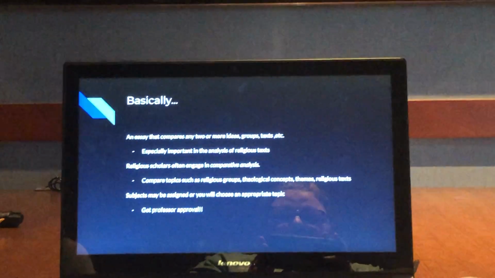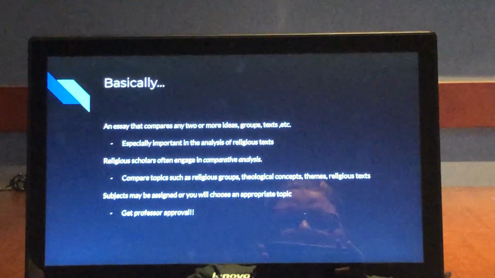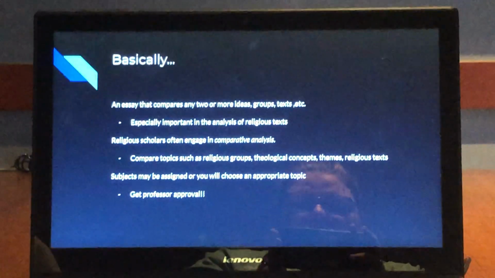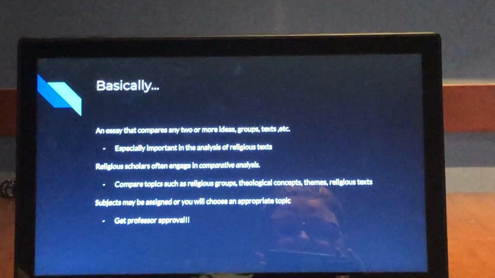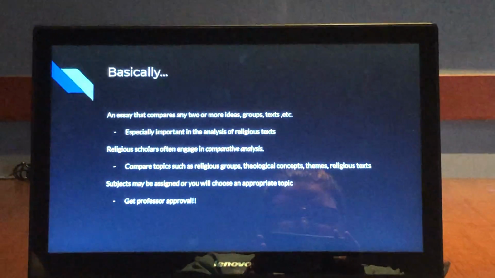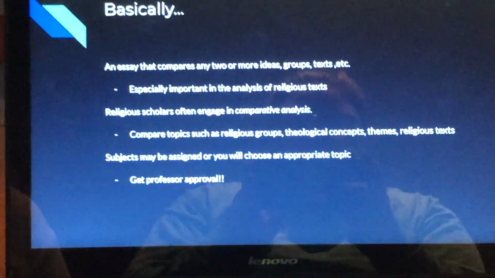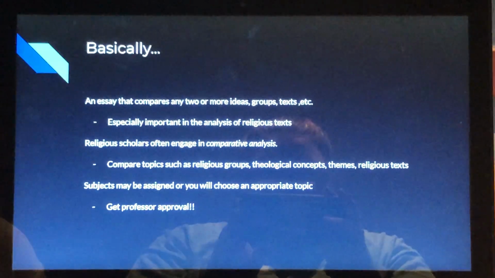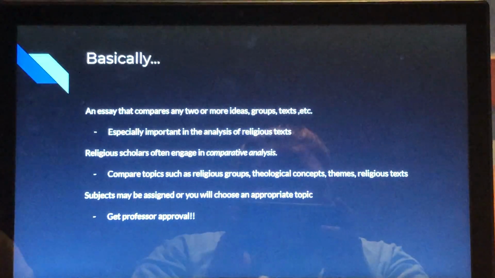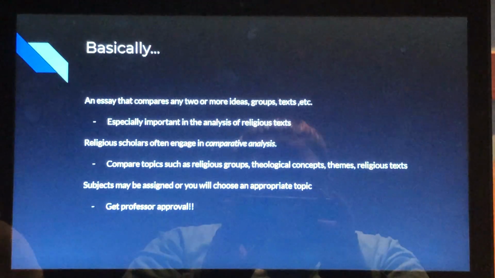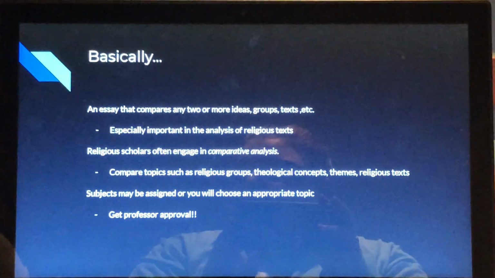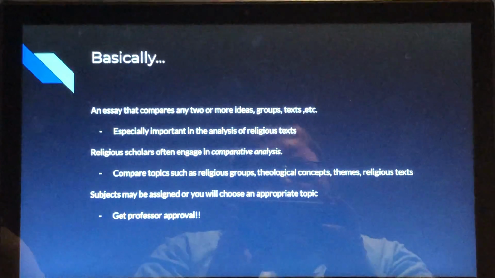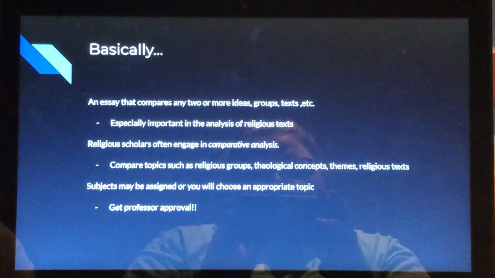So first, just to give you a simple definition, it's just an essay that literally compares things. Any two or more ideas, groups, or texts, really anything. Like anything can be in a comparative essay, it doesn't matter what it is, it could be for any subject. It's really important for religion majors when they're analyzing religious texts. So any kind of scripture from any faith, it's really beneficial for them to compare and contrast these things.